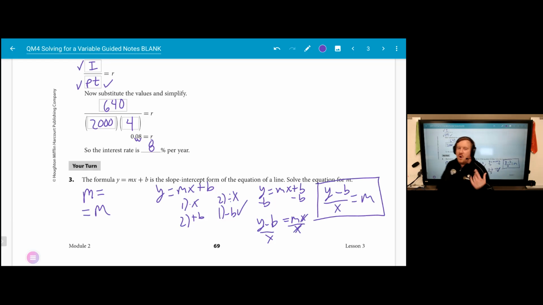Okay, now I know this might be blowing your mind, and that's okay. We're going to practice with this. All right, I'm going to go to the next page and show you that.